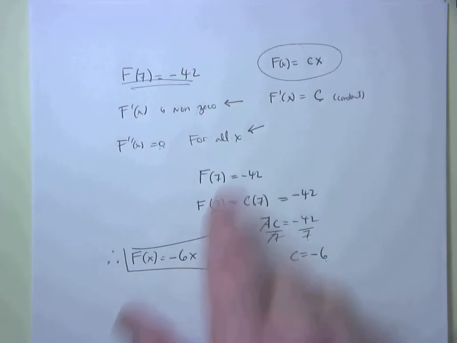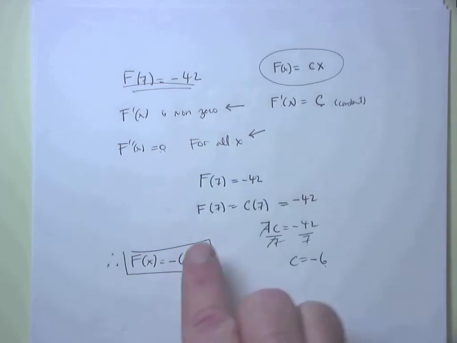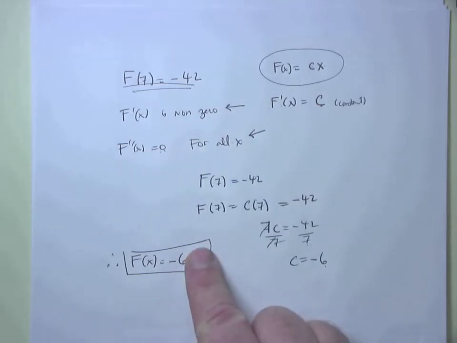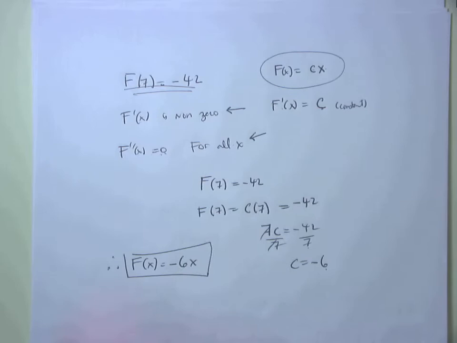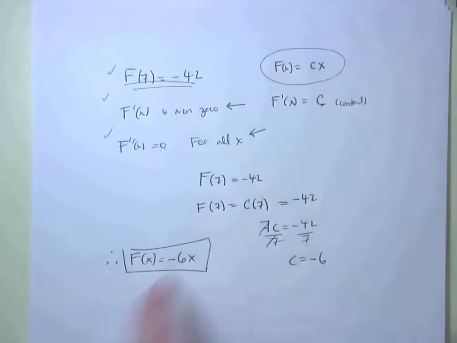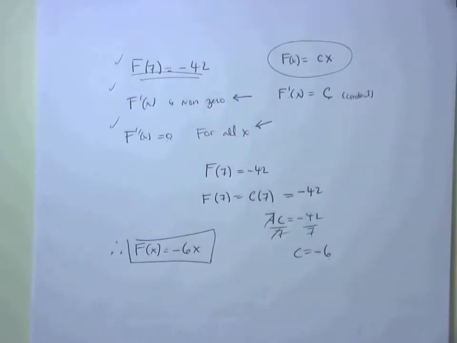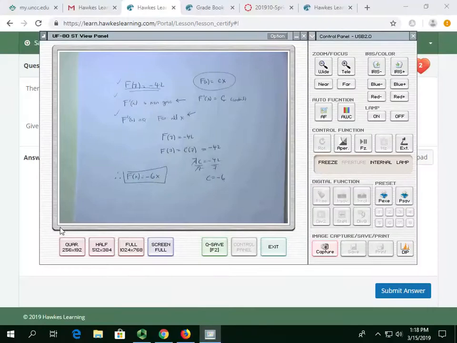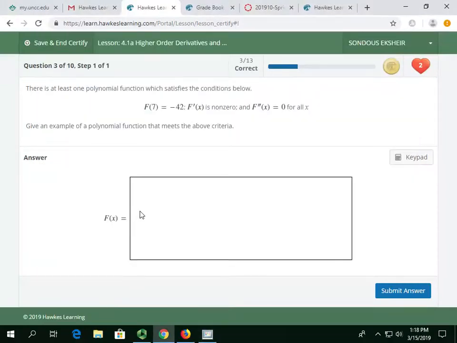Negative 6. That's not 0. What is the derivative of negative 6? 0. That is 0. All three conditions have been satisfied. That's got to be my modeling equation there, and that's what I'm going to type in. Negative 6x.